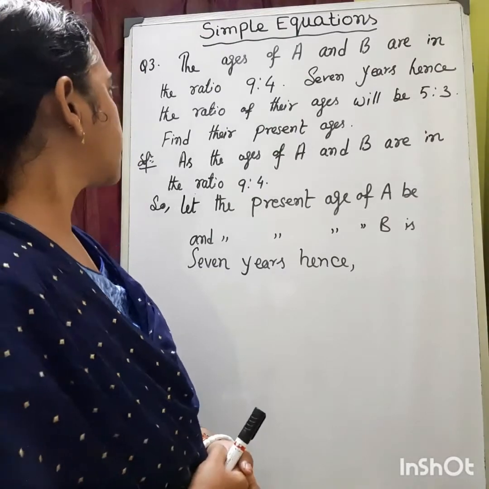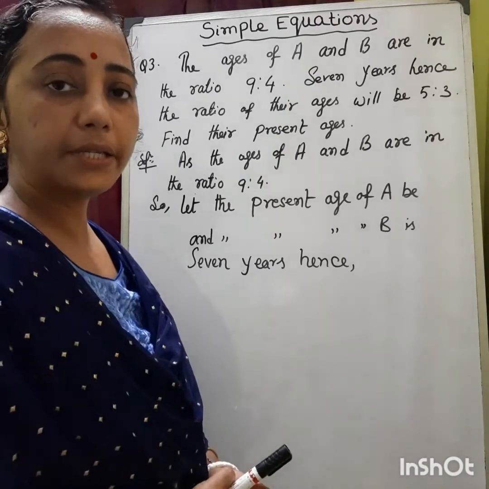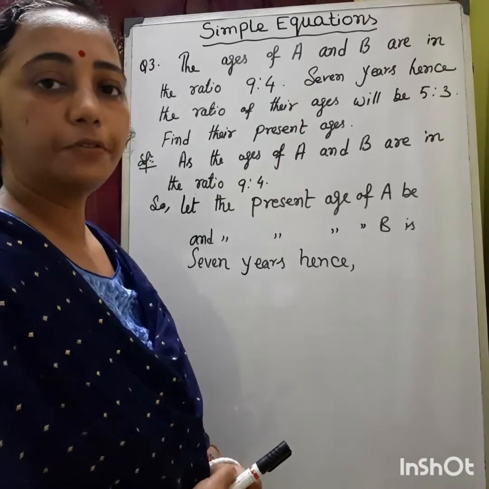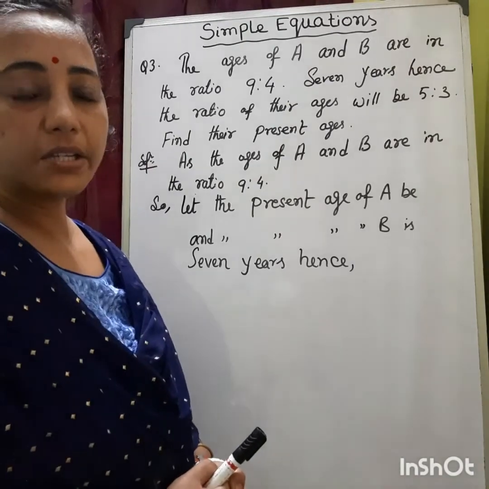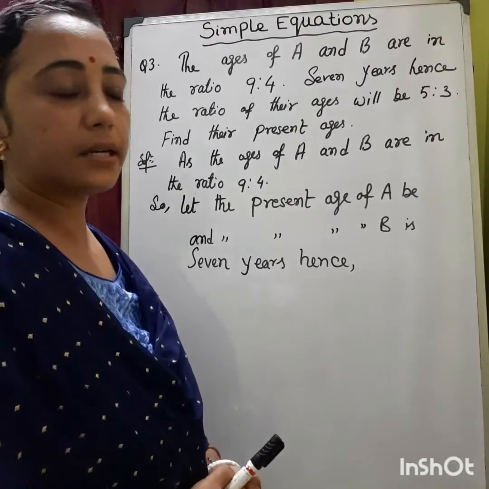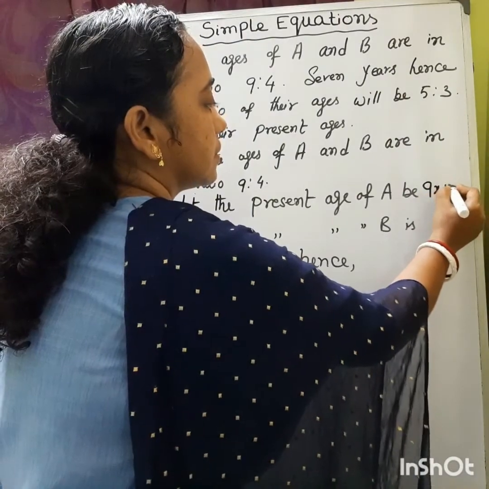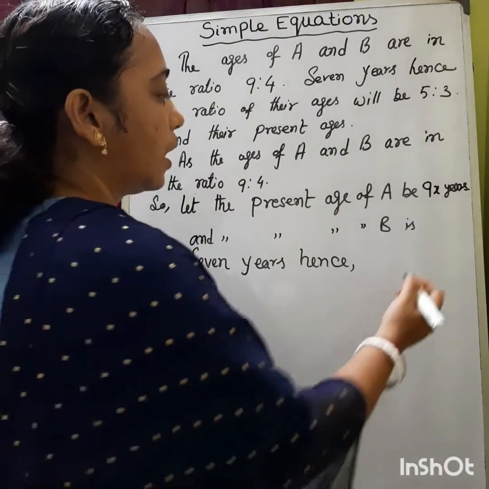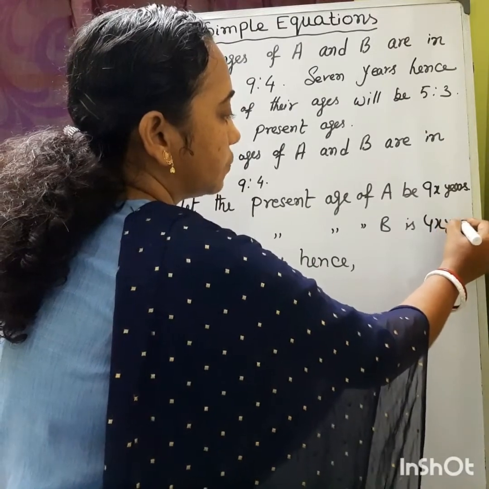Now let us see another question: the ages of A and B are in the ratio 9:4. 7 years hence, the ratio of their ages will be 5:3. Find their present ages. As the ages of A and B are in the ratio 9:4, let us consider the present age of A as 9x years. Then the present age of B, we will take 4 multiplied by x years, that is 4x years.